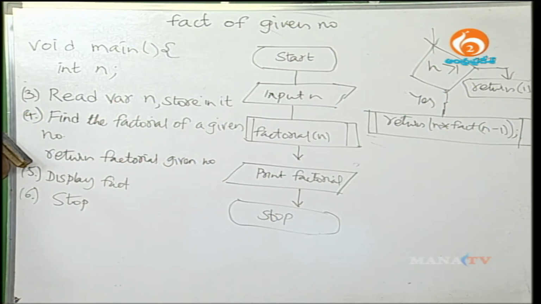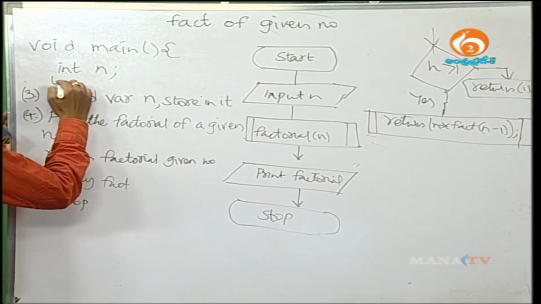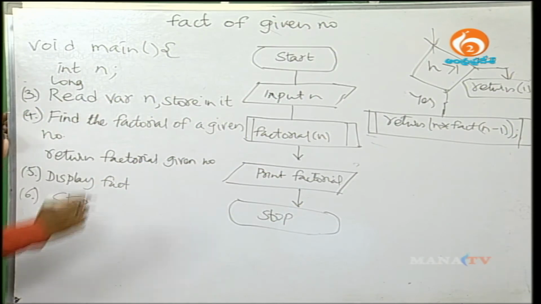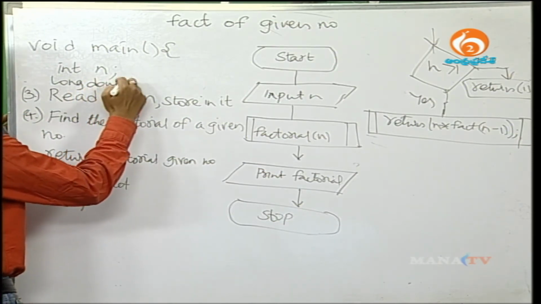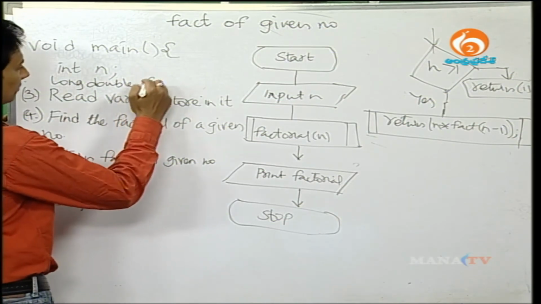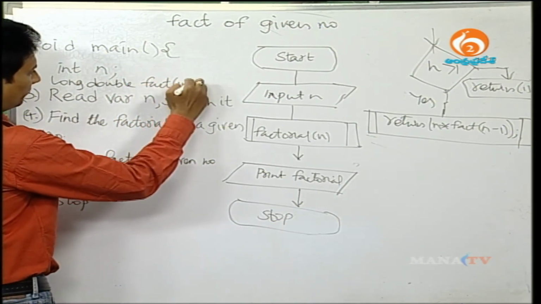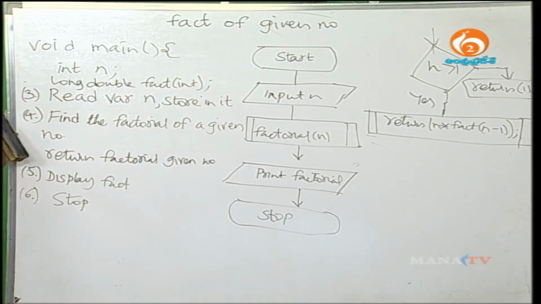Int n. Okay. So, we also have to declare the function. Especially in C and C++, we have to write the function prototype or function declaration. In Java, no need to write the function declaration or prototype, but here it is mandatory. So, long double fact, this is a function declaration. This is the variable declaration, and this is the function declaration.